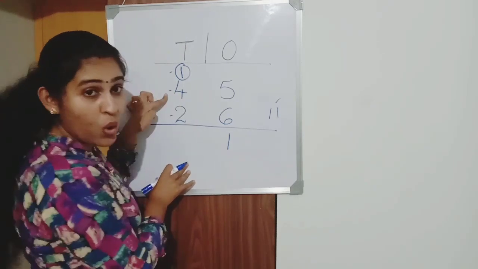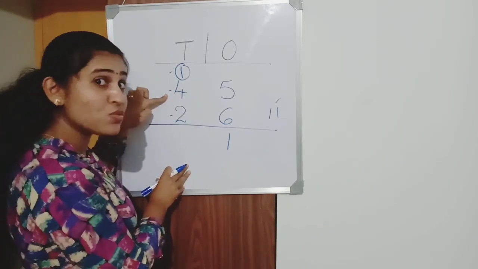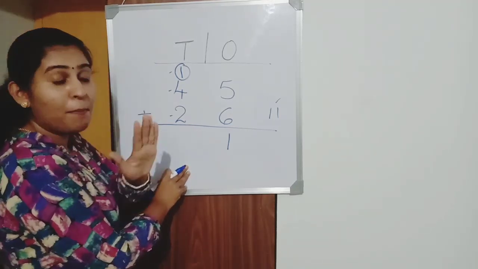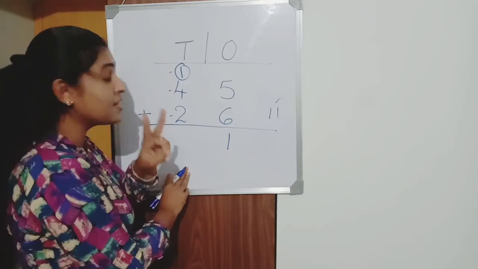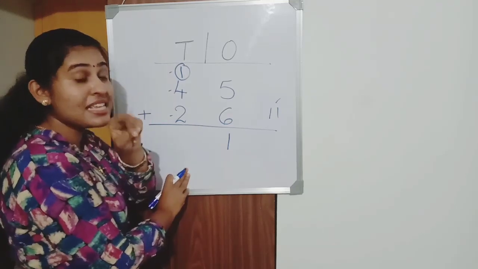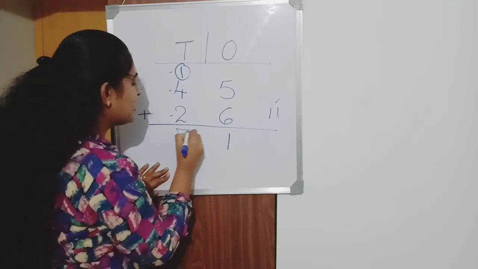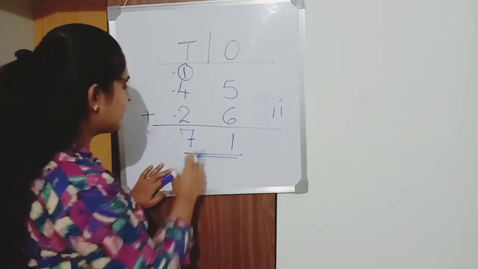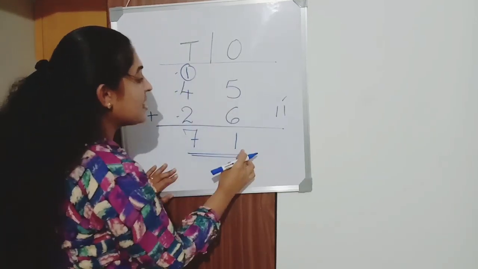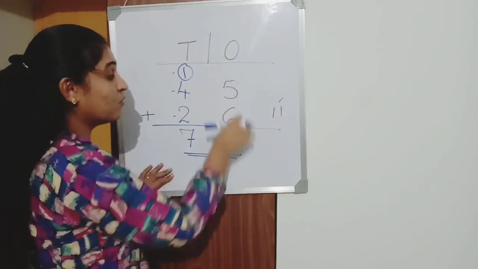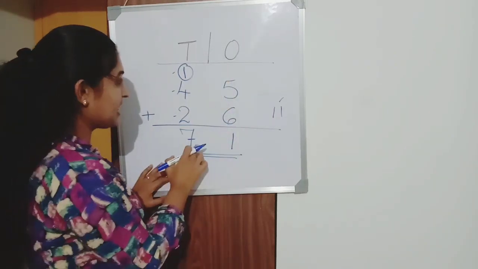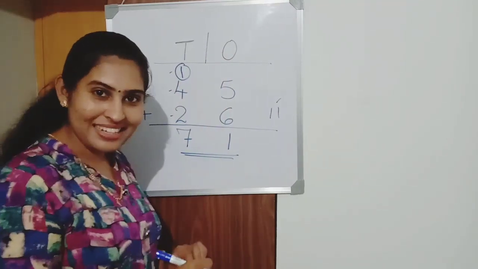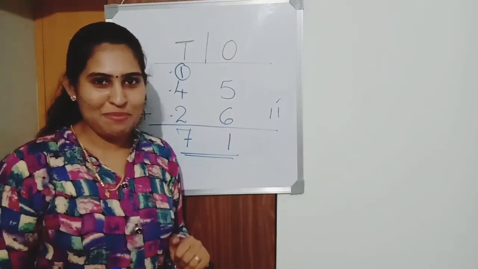1 plus 4, 5. 5 plus 2. 5 in your mind and 2 on your fingers. After 5, 6, 7. What is this number? 71. 7 tens and 1 one. Is it clear? Let's do one more example.